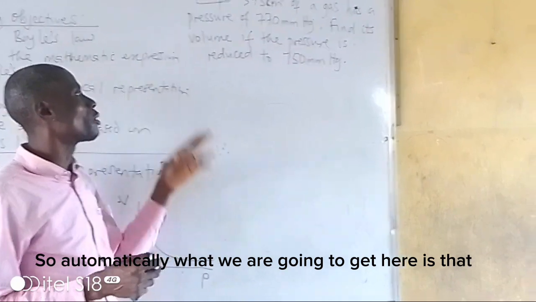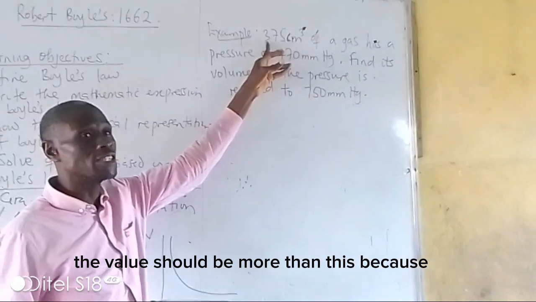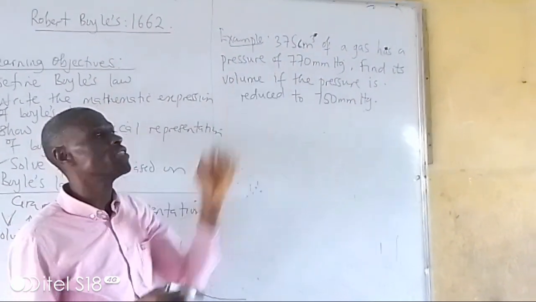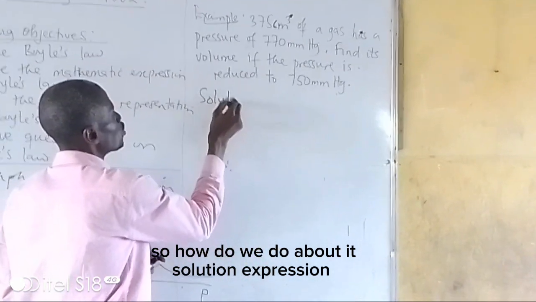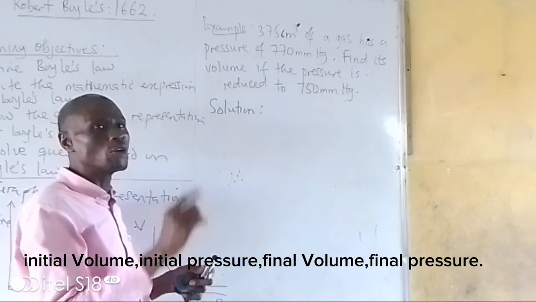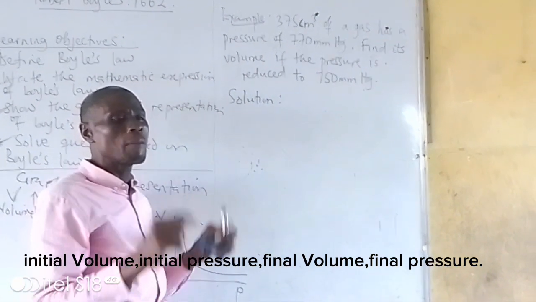So automatically, what we are going to get here is that our volume is going to increase. In fact, it should be more than this, because when you reduce the pressure, volume will do what? Increase. So how do we go about it? Solution. Let us identify our initial volume, initial pressure, final volume, final pressure.